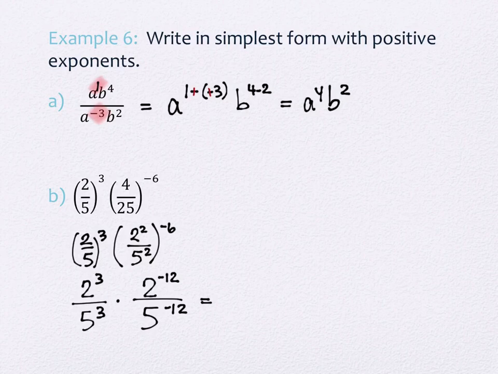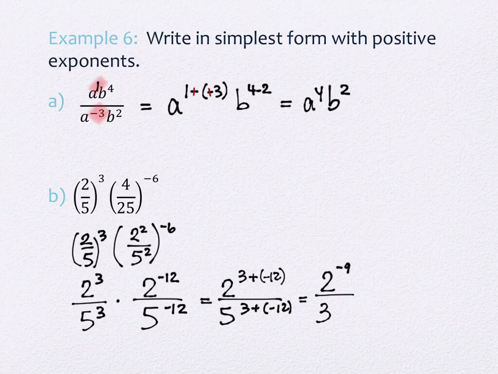So moving across the top, I have 2 to the 3rd and 2 to the negative 12th. What can I do with the 3rd and the negative 12th? Add them, right? 3 plus, I'll write it plus negative 12 that way. And on the bottom, I have the same thing, 5 is my base, and it's 3 plus negative 12. All right, so what's 3 plus negative 12? Negative 9. That's right. So I have 2 to the negative 9th, and the exponent of the denominator is the same, negative 9, 3 to the negative 9.